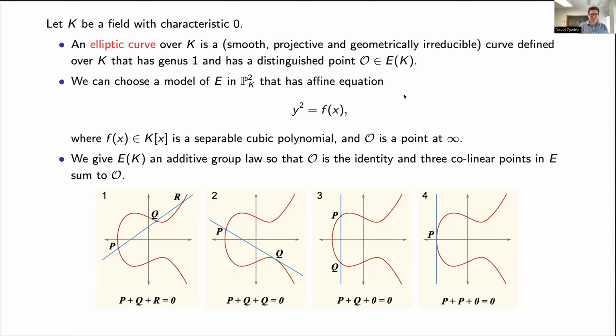So just pause in case people are coming in, but this is your standard group law. Of course, what's really nice is if you have 2 K rational points, this method produces a third.